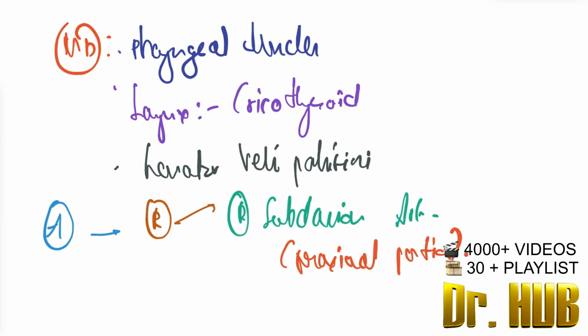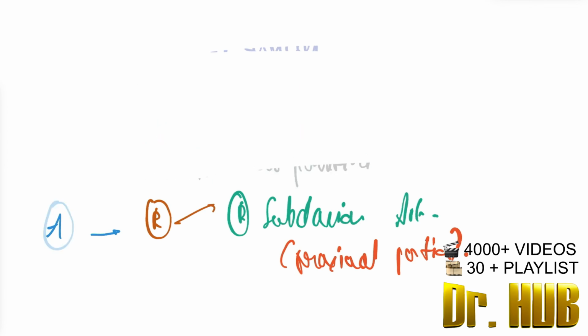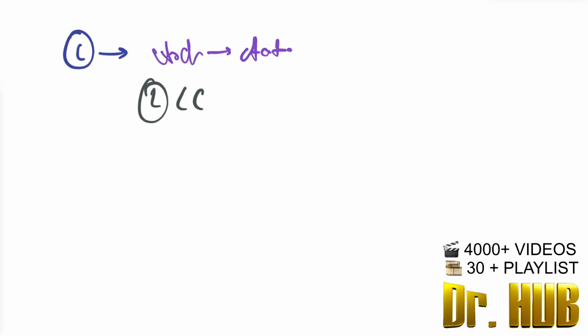Then comes the left side. What happens on the left side? There is the arch of the aorta, and this extends from the left common carotid to the left subclavian arteries.